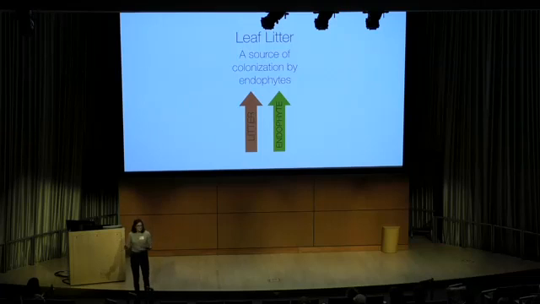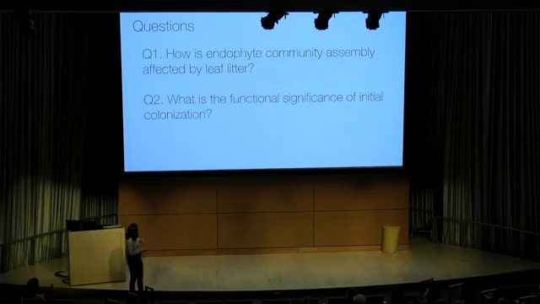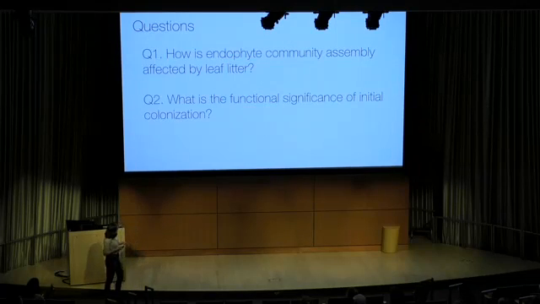This research is really important, but it has a hole, and that hole is that we don't know what those communities look like. Who is in these litter-transmitted microbiomes? And so I asked two questions in the study. First, how is endophyte community assembly affected by leaf litter? And then, does it matter to the hosts?